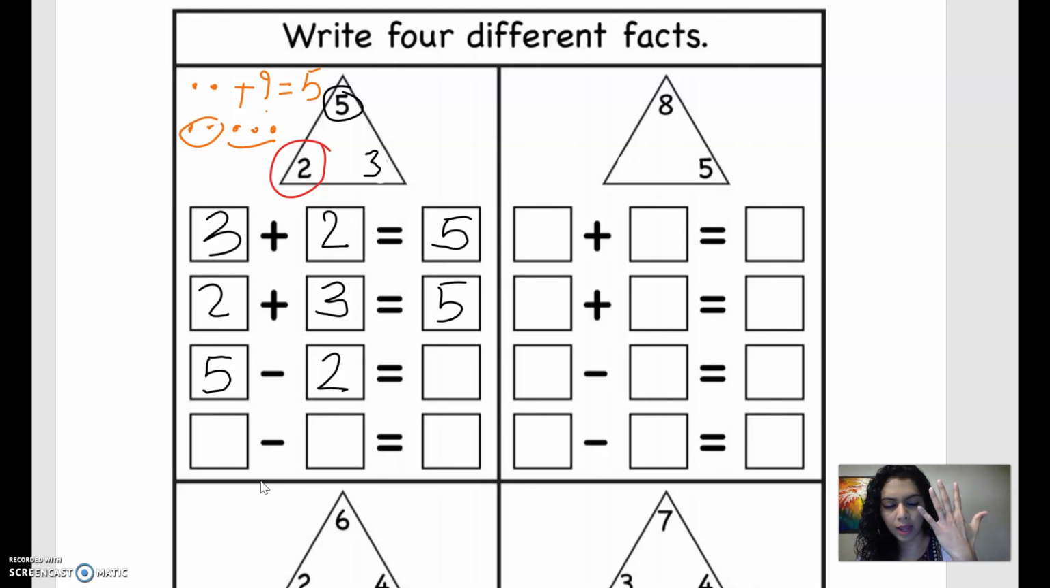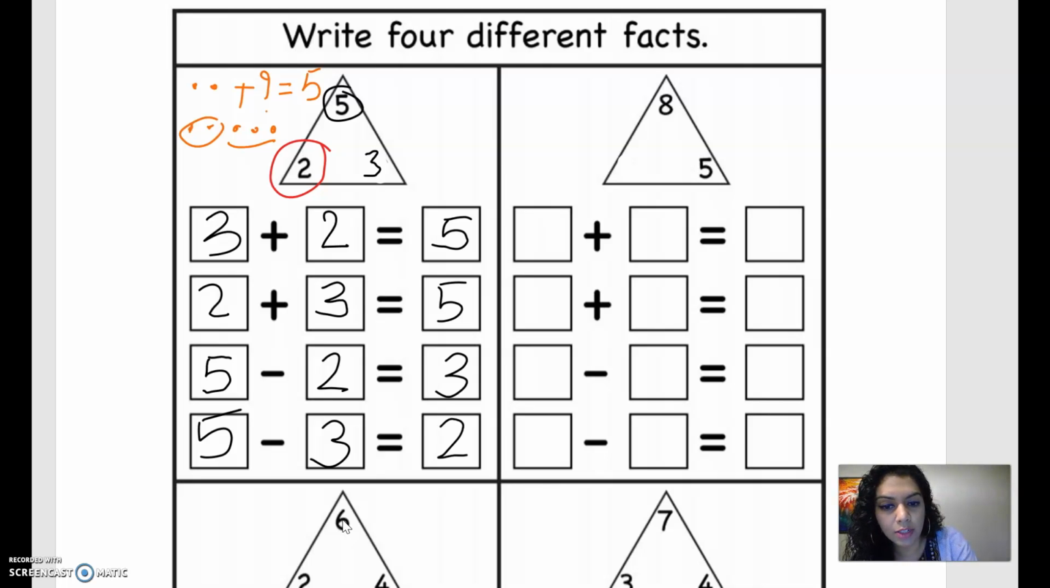So I have 5 fingers, I take away 2, I have 3 left. And I'm going to write 3 here. I can do the same thing again. I can write 5 and I can subtract. What number is left? We used 2 already. We could use 3. Let me check now. Again, I have 5 fingers. I take away 3. I have 2 left.